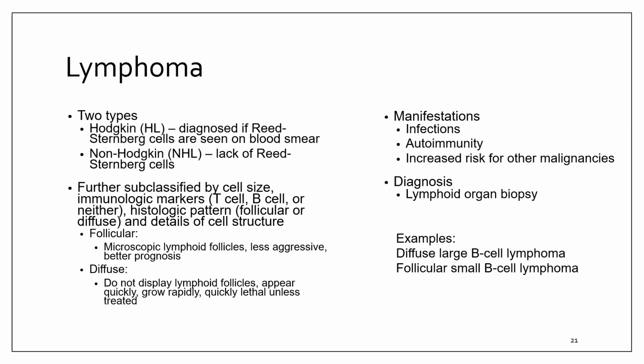So big picture takeaway: lymphoma equals the solid lymphoid malignancy. In Hodgkin's, you'd see Reed-Sternberg cells present. Non-Hodgkin's means everything else, okay? Architecture matters, biopsy is essential, and histology guides prognosis and treatment.